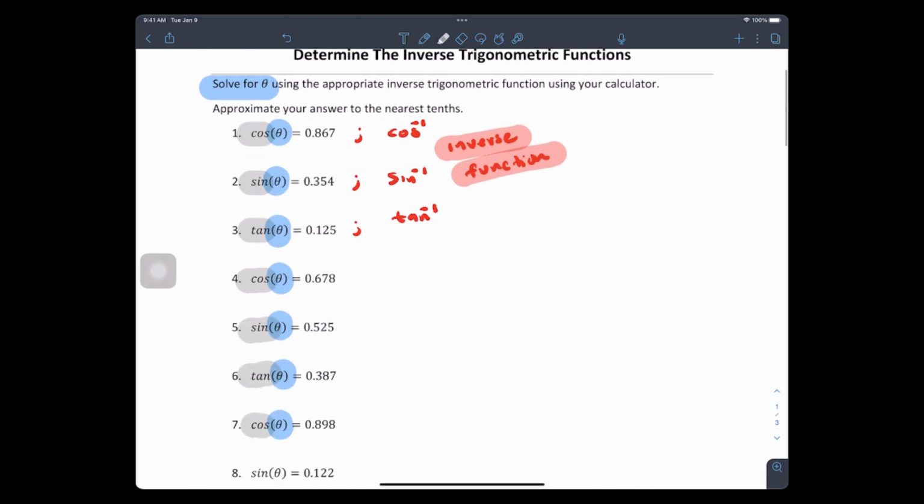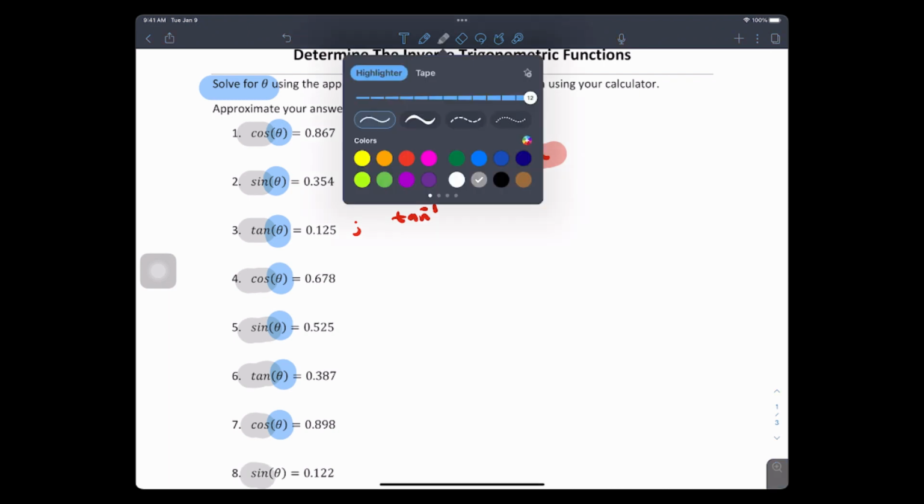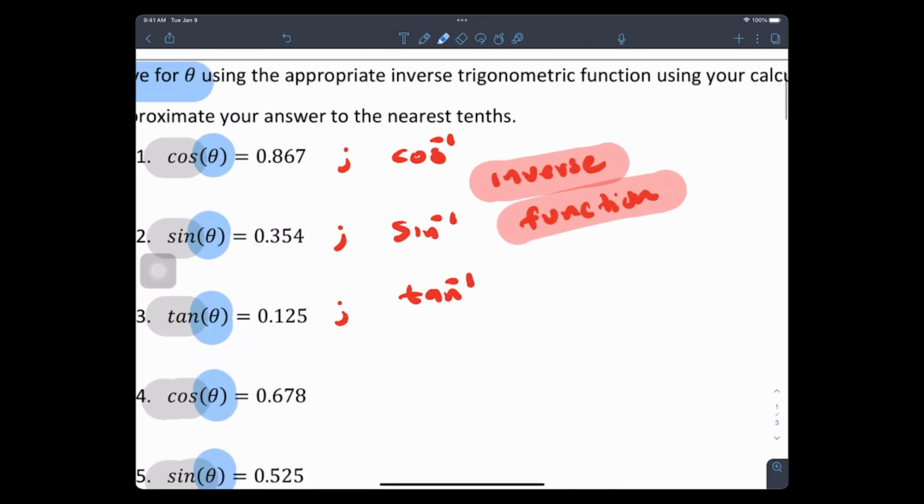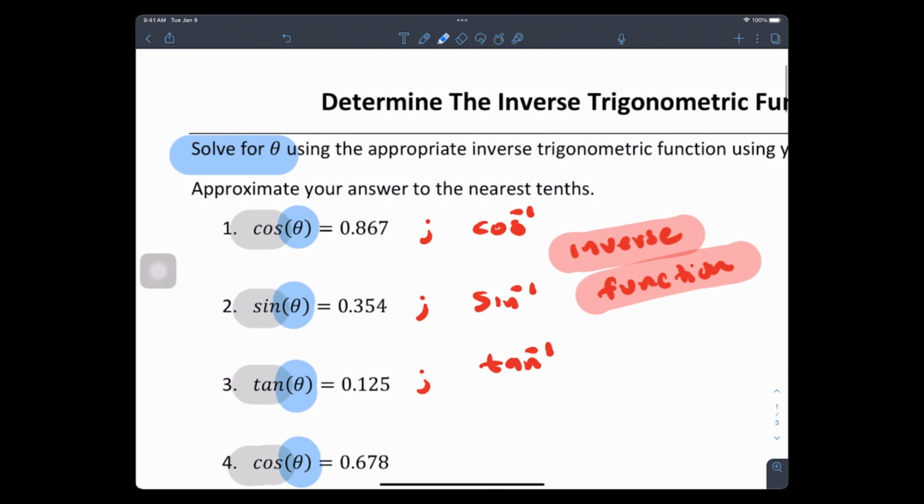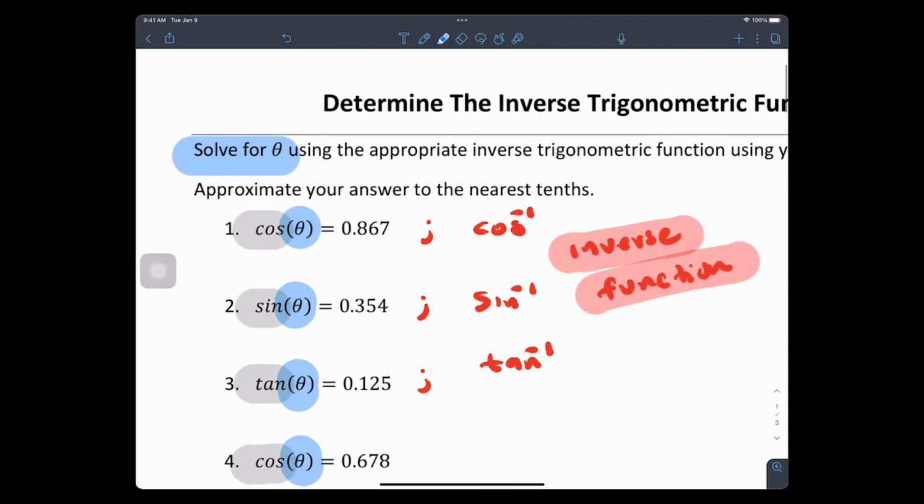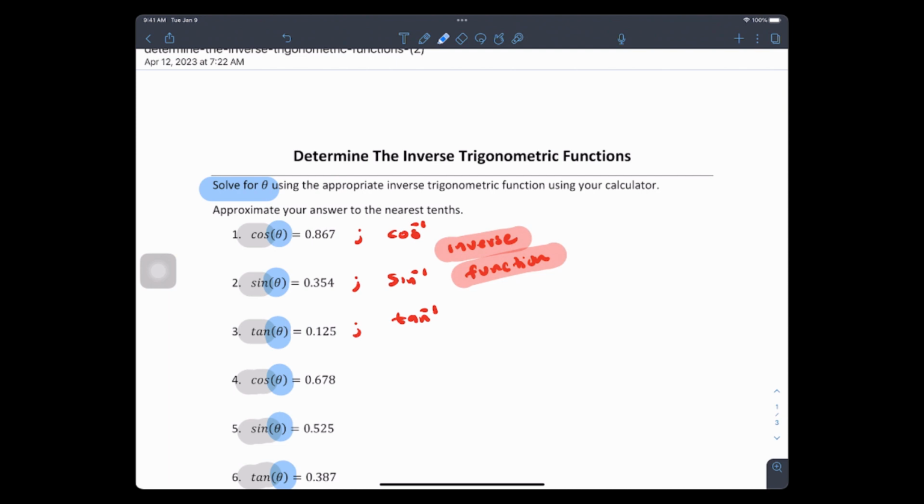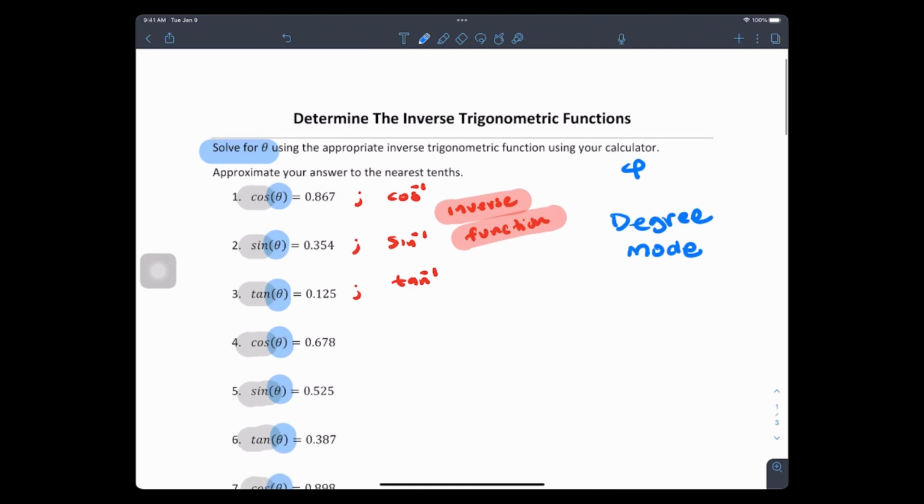So what I'm going to have you guys warm up on this morning is the first eight. Use your calculator. And how are you going to approximate your answers? First of all, you're going to approximate the answers to the nearest tenth, but make sure your calculator is in what mode? In degree mode, okay? They didn't say that in the instructions, but I'm saying that now.